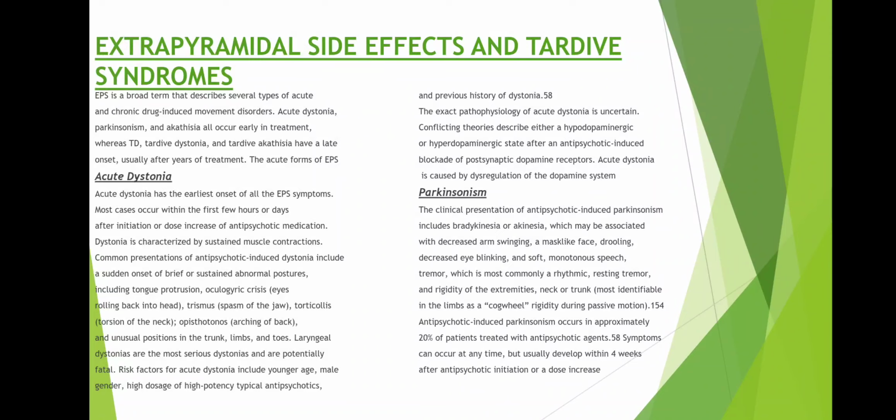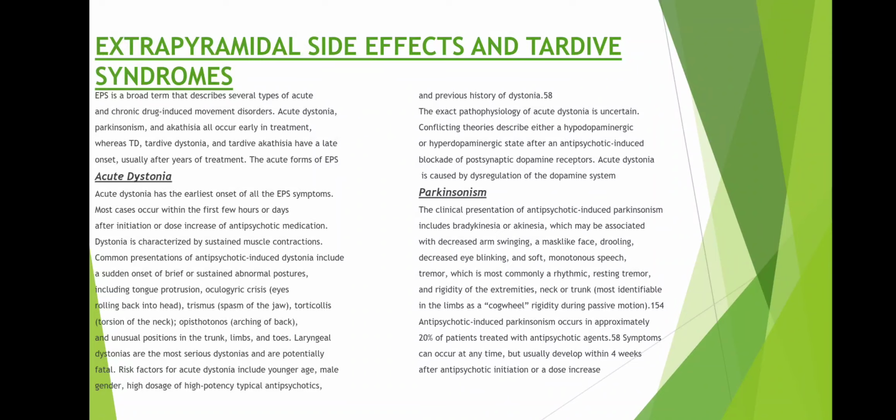Laryngeal dystonias are the most serious dystonias and are potentially fatal. Risk factors for acute dystonia include younger age, male gender, high dosage of high-potency typical antipsychotics, and previous history of dystonia. Okay, now let's discuss Parkinsonism.